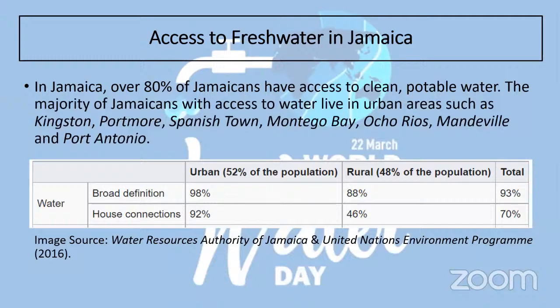Now, this image was sourced from the Water Resources Authority of Jamaica and the United Nations Environment Programme in 2016. And as you can see, there's a total of 93%, that's in urban areas, that have access to groundwater.